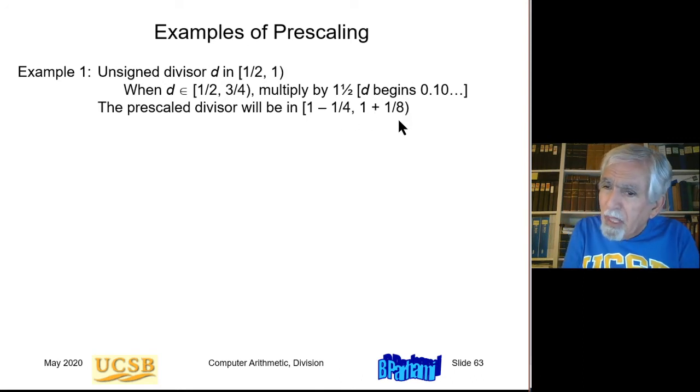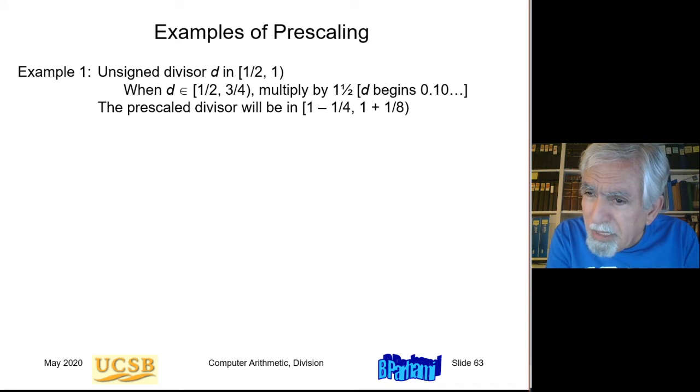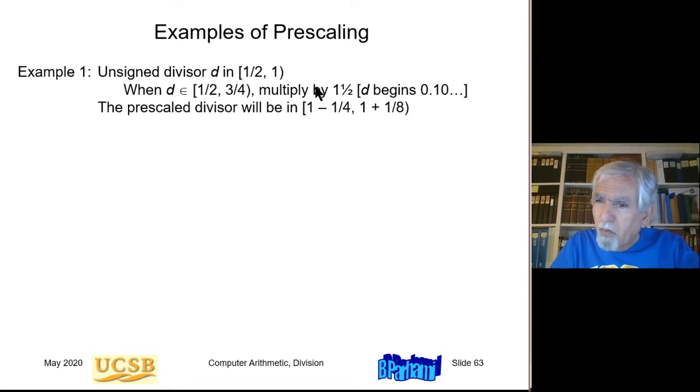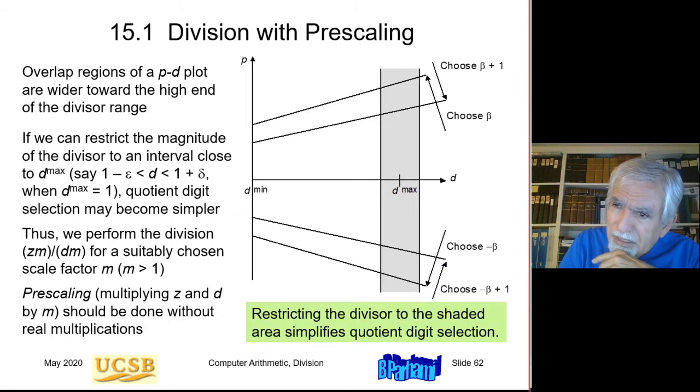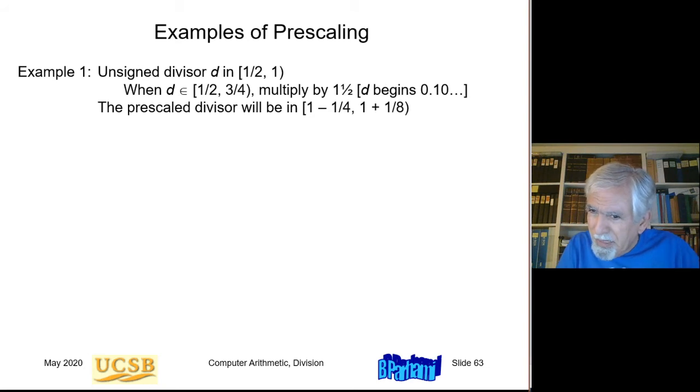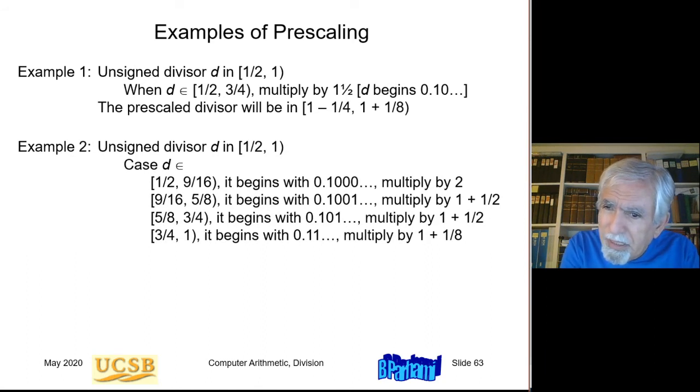3/4 to 1 is a subset of that range. Therefore, in all cases, my scaled divisor is in the range 1 minus 1/4 to 1 plus 1/8. So this is 1 minus epsilon to 1 plus delta. So I've made it pretty close to 1 in order to take advantage of the wider overlap region towards the right end of the PD plot. And that was a very simple toy example. I can actually be a little bit more sophisticated.